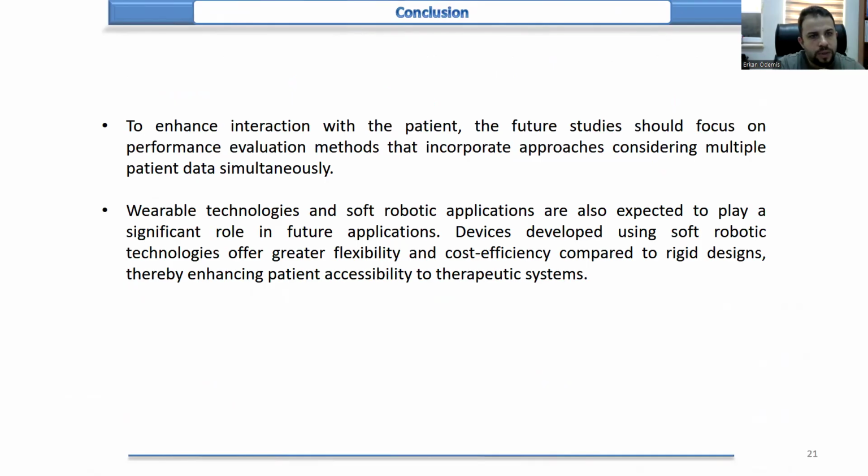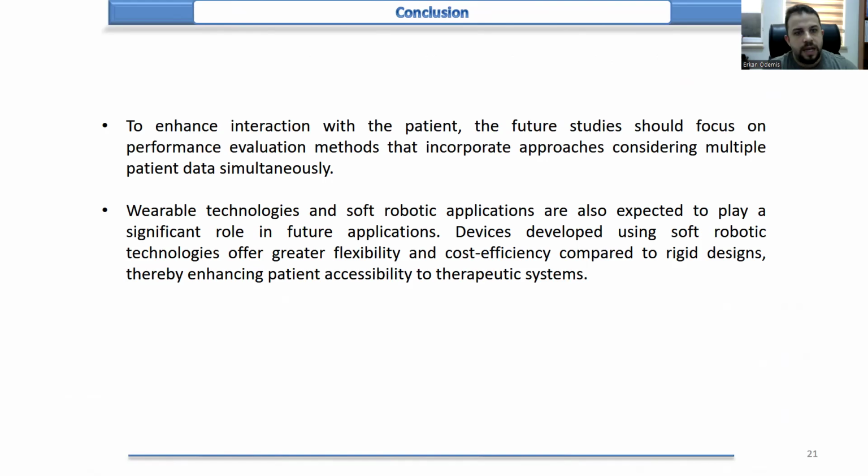Also, to enhance interaction with the patient, future studies should focus on performance evaluation methods that incorporate approaches considering multiple patient data simultaneously. The multimodal integration of different data, such as neural activities, physiological responses, such as galvanic skin response or heart rate, and image sensors and inertial measurement unit sensors, can help overcome the disadvantages arising from these data individually.